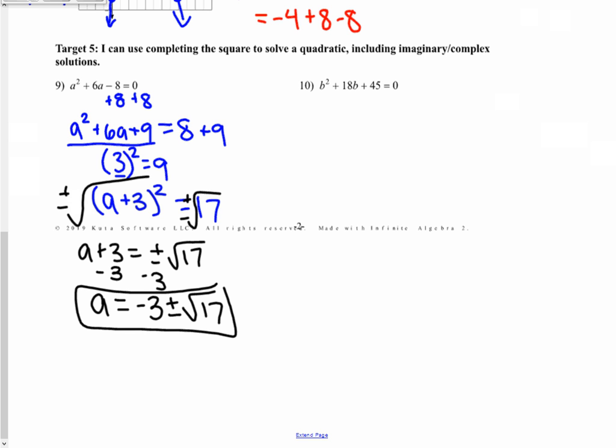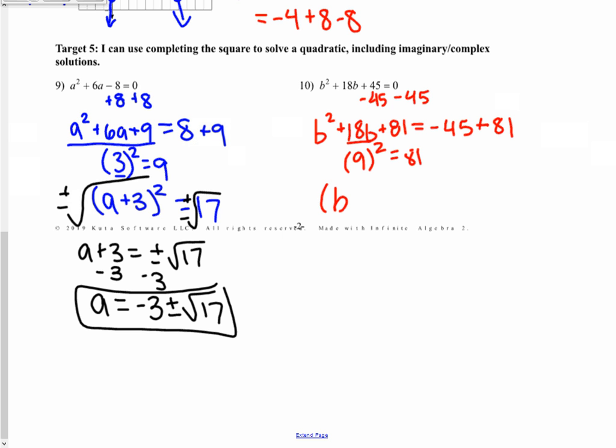Let's look at B. So again, my first step, subtract 45, because we always want to move our constant to the other side. So b squared plus 18b equals negative 45. Take our middle term, 18, and divide it by 2, so I get 9. And square that, and we're going to add that to both sides of our equation. I need to rewrite my left-hand side as binomial squared, always our variable, our middle number divided by 2 squared, equals, on our right-hand side, we need to combine those, so negative 45 plus 81 is going to give me 36.